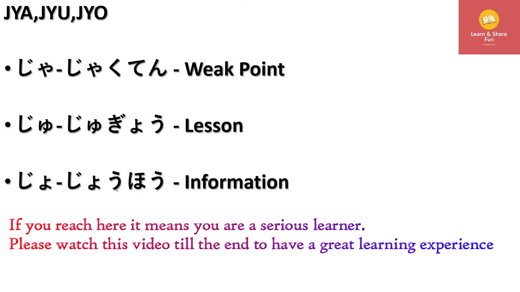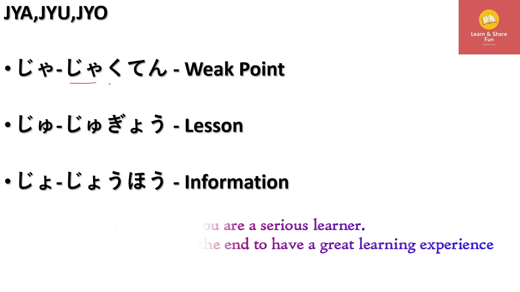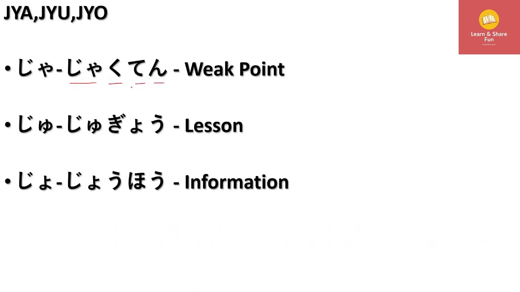Next, ja, ju, jo. A word with ja is ja, ku, te, jakuten. Jakuten means weak point. A word with ju is ju, gyo, u. Jugyo. Jugyo means lesson. Next, jo. A word with jo is jo, u, ho, u. Joho. Joho means information. Next.